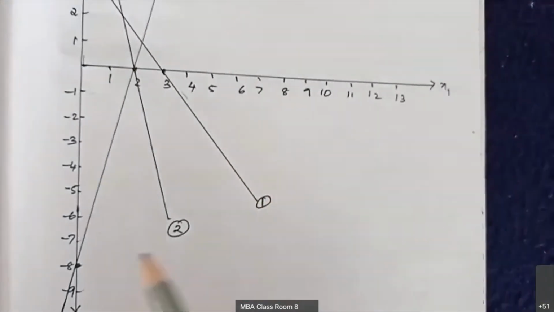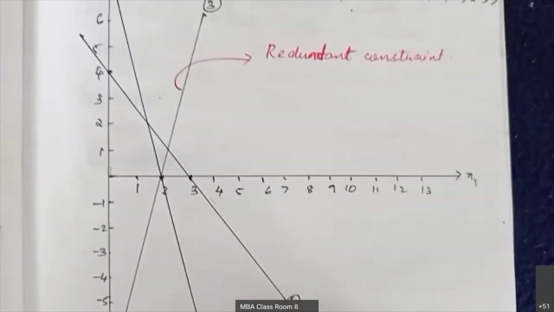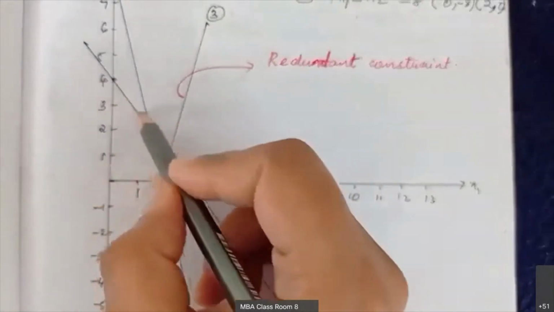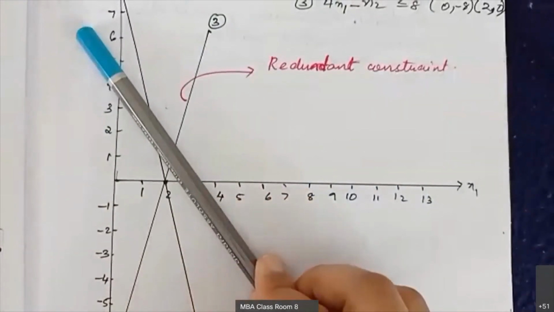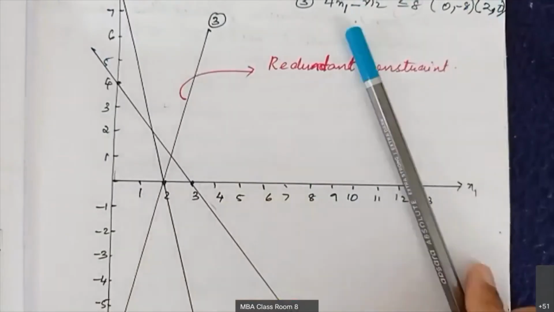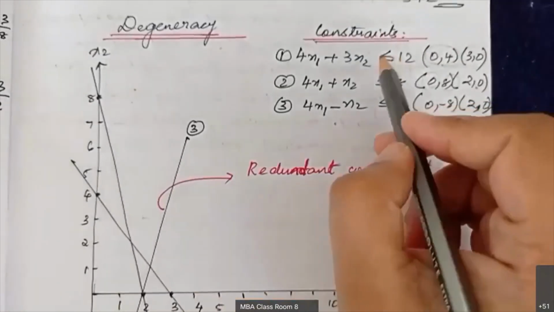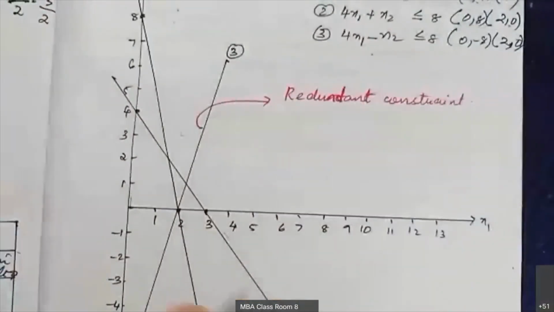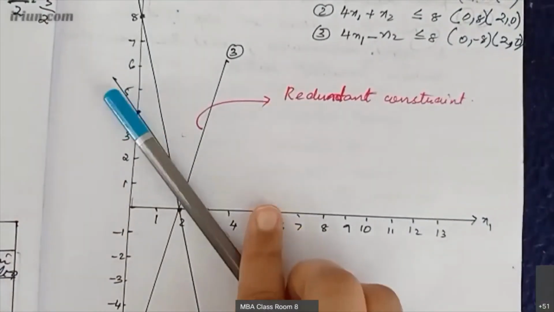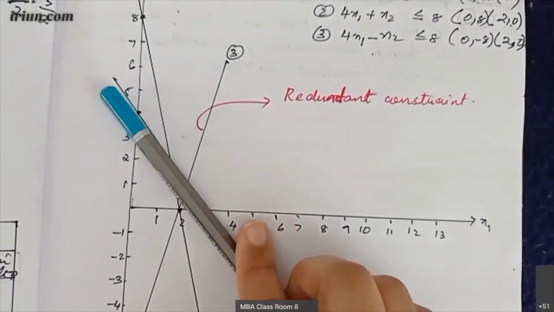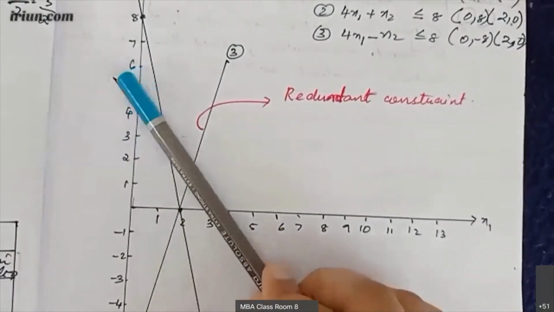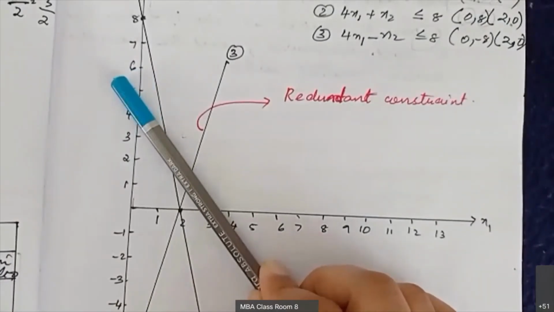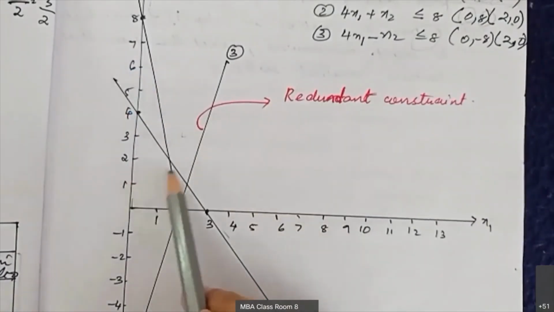The first constraint is this one. So I have drawn the line for the first constraint. Okay, this is the line for the first constraint. Now what have they told? The first constraint, the inequality is less than or equal to. So I'm going to shade this portion, because this is the line corresponding to the first constraint and the inequality is less than or equal to, so I will shade the below portion.